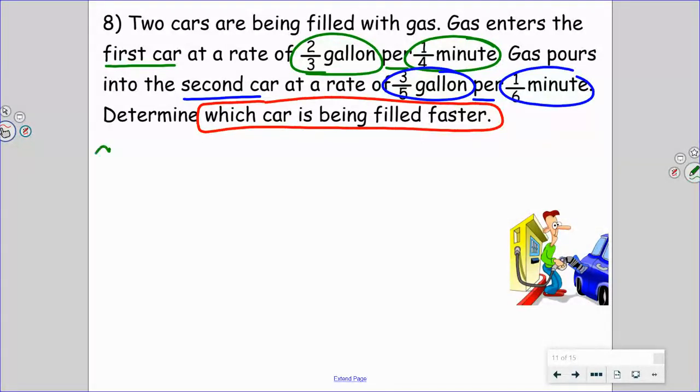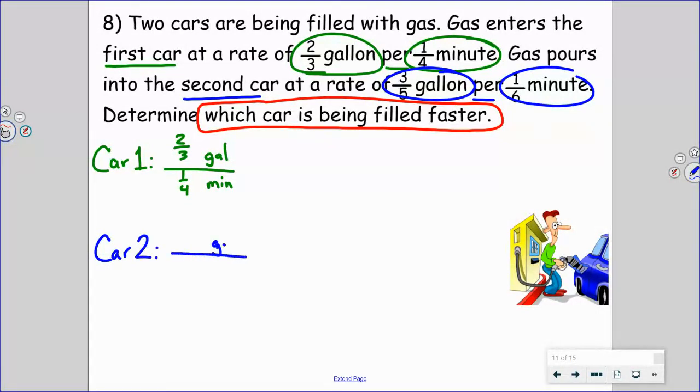So let's go ahead and compare. I'm going to write car 1. And if we're looking at gallons per minute, I'm going to go ahead and write the units first. 2/3 of a gallon, 1/4 of a minute. Now while we're at it, let's set up car 2. Again, in gallons per minute, write in 3/5 of a gallon in 1/6 of a minute.